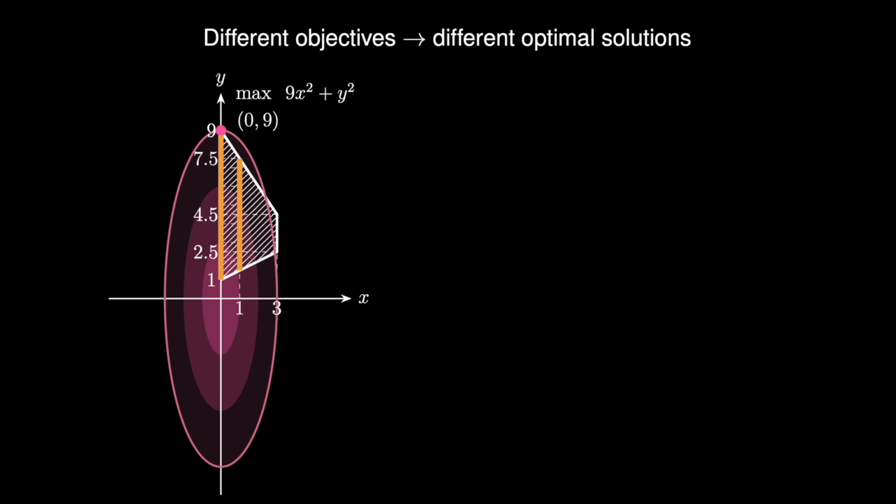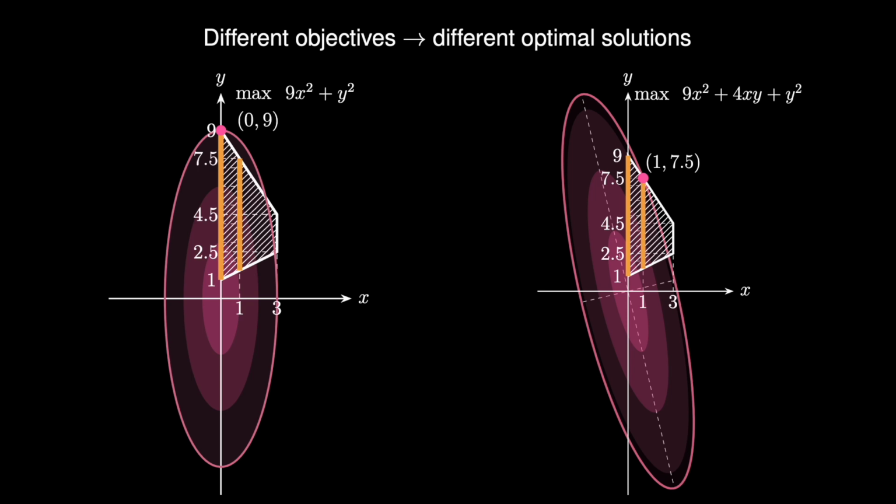Let's compare the two mixed integer quadratic programming problems side by side. Without the cost term, maximizing 9x squared plus y squared gives the optimal solution x equals 0, y equals 9, as far from the origin as possible. On the right, as we have 4xy in the objective, the optimal solution becomes x equals 1, y equals 7.5. Same feasible set, same constraints, but the cost term completely changes the optimal solution.